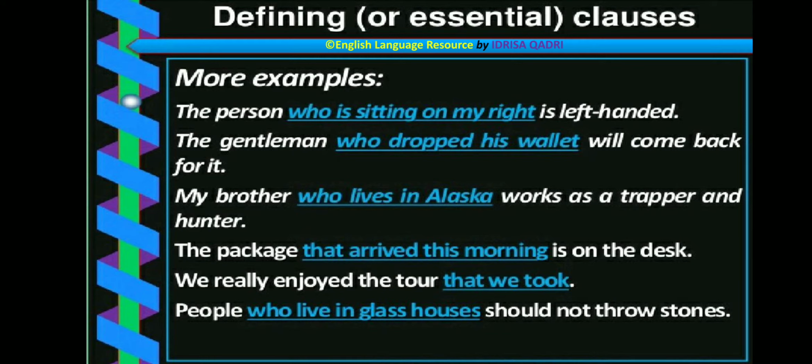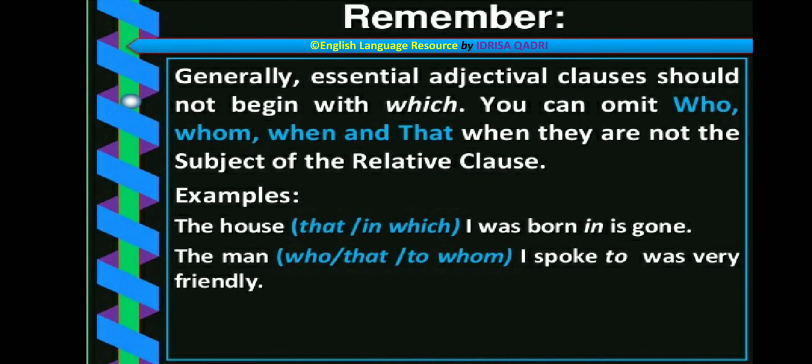Here we have more examples of defining adjective clauses. The person who is sitting on my right is left-handed. The gentleman who dropped his wallet will come back for it. And so many other examples are given. Here, what we need to remember is that generally essential adjective clauses should not begin with which. You can omit who, whom, when, and that when they are not the subject of the relative clauses, as in the examples given.